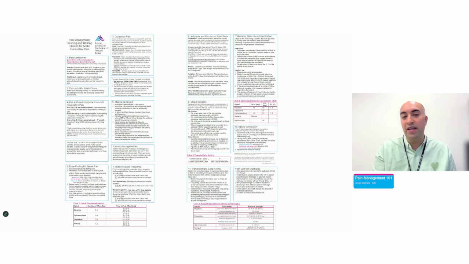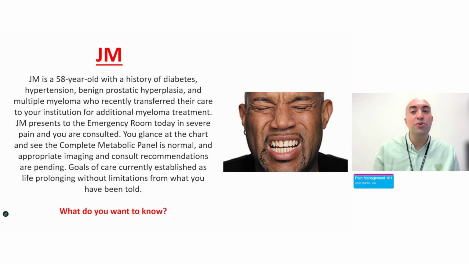So you'll get a PDF version of this if you haven't, but this is the pain card that we use here at Mount Sinai, that we give all rotators with us. And so we'll go over this block by block. And we'll use a case of JM as an example to walk through it.